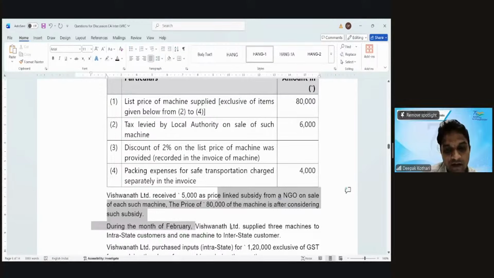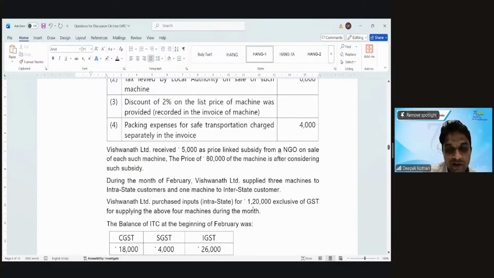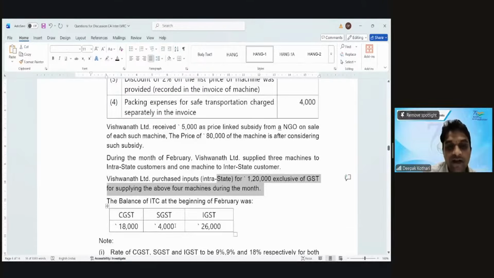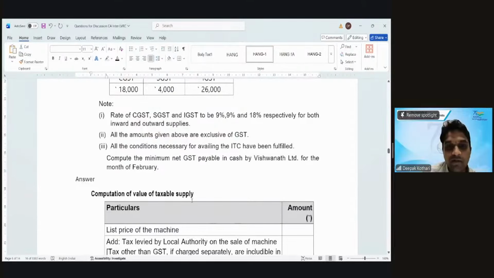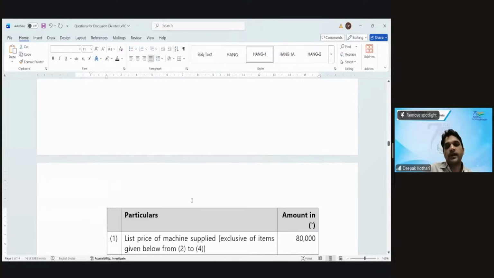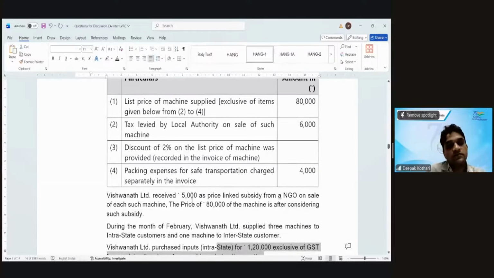During the month of February, Vishwanath Limited supplied three machines to intrastate customers and one machine to an interstate customer. Vishwanath purchased inputs for 1,20,000 exclusive of GST for supplying the above four machines. The balance in ITC at the beginning is this much. Now compute the minimum net GST payable. Come on, इसके ऊपर आप calculate करके बोलो भाई. ये valuation, output tax, ITC सभी का mix वाला question है ये.